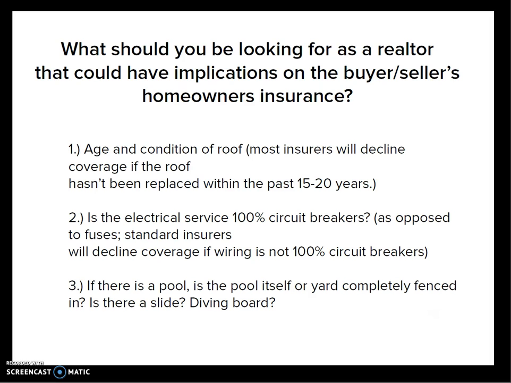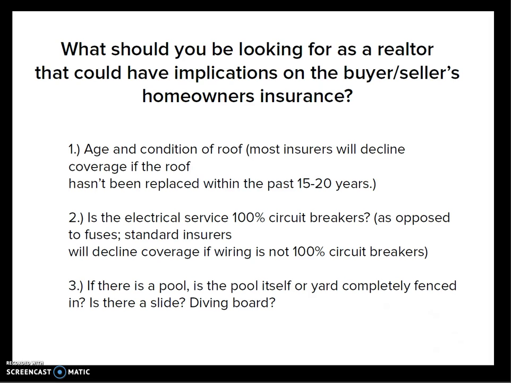What you should be looking for as a realtor is what could have implications on the buyer and seller's homeowner's insurance. Here's your list of key points that you want to make sure you take away. We look for age and condition of roof. Most insurers will actually decline coverage if the roof hasn't been replaced within 15 to 20 years. Is the electrical service 100% circuit breakers as opposed to fuses? Standard insurers will decline coverage if wiring is not 100% circuit breakers.